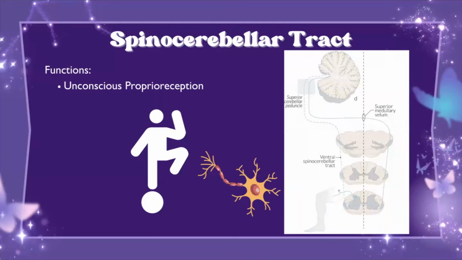So lastly, we have the spinocerebellar tract. One thing that I want to mention about the spinocerebellar tract is that it never reaches the cortex, because it's spinocerebellar, so it's from the spine to the cerebellum, and that's why you only have two orders of neurons. You have the first order neurons and the second order neurons, you don't have three of them. That's it. What was the function of the spinocerebellar tract? It was unconscious proprioception.